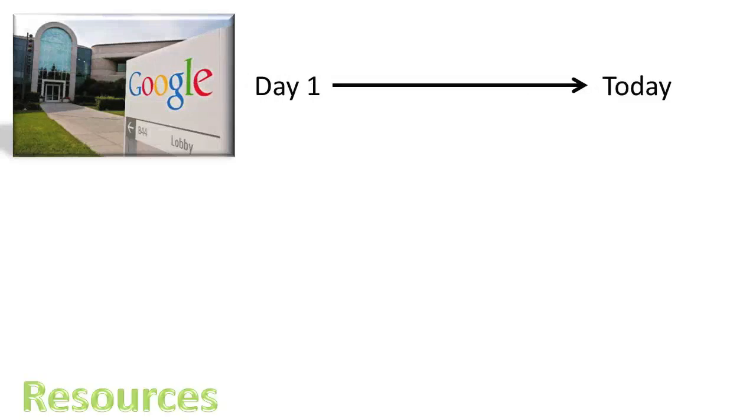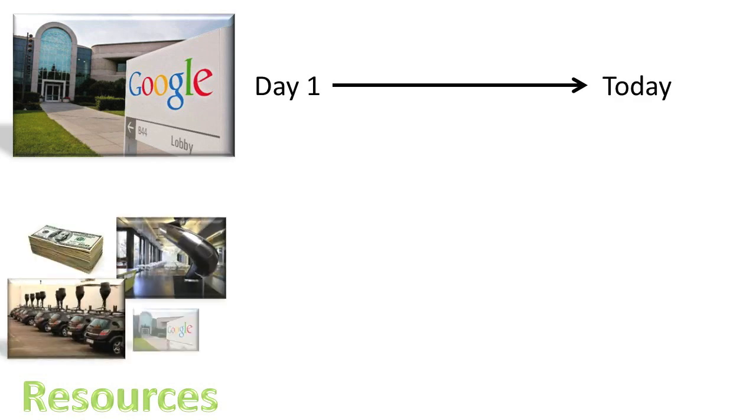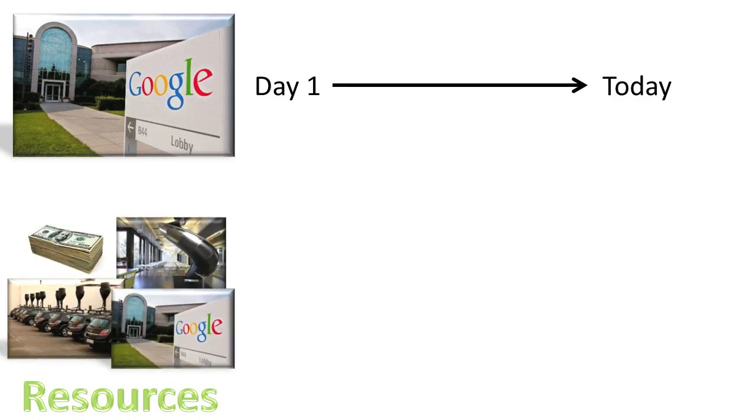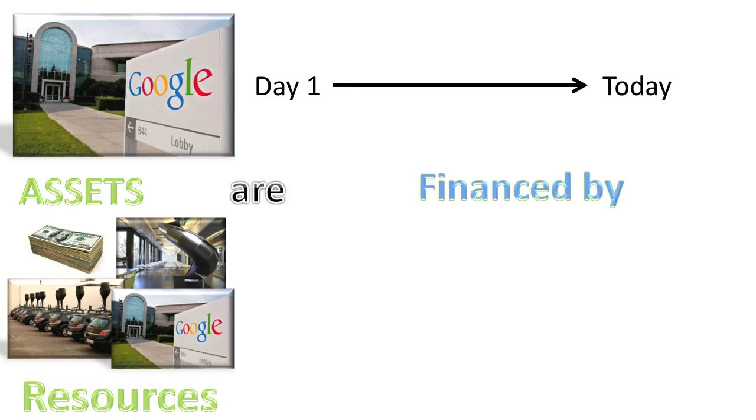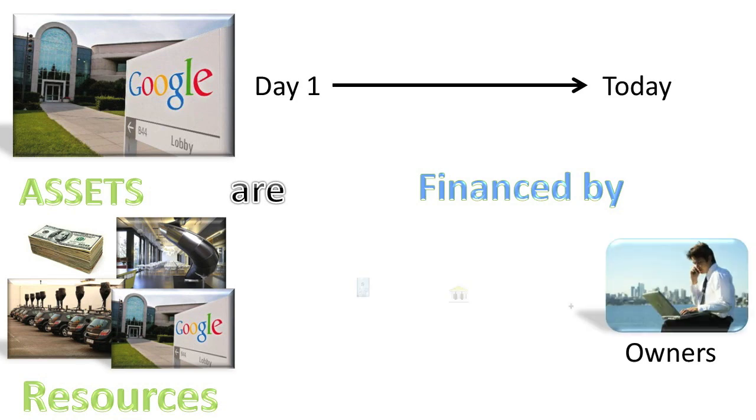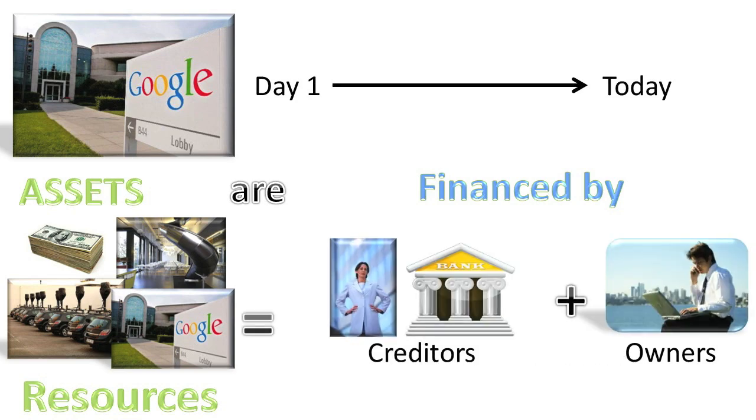For example, during Google's business lifetime, it has obtained a variety of resources such as cash, vehicles, furniture, and buildings. Resources owned and or controlled by an entity are called assets. Like all businesses, Google must obtain its assets by financing them from the only two sources available: 1. Owners, or 2. Creditors, which are the focus of our next learning topic.